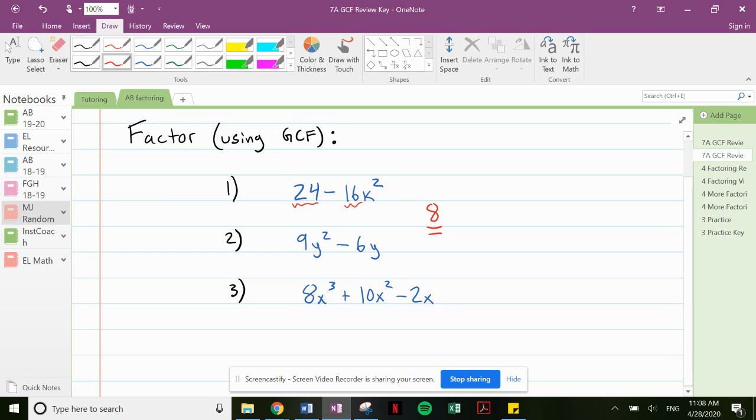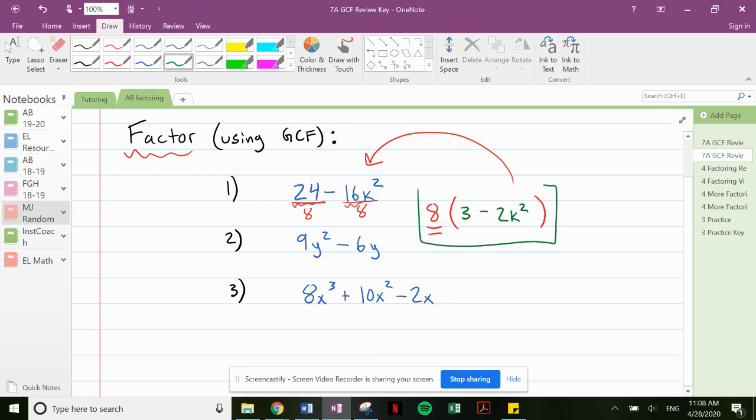Now, just because that's the greatest common factor does not mean that's the answer to the problem, because I want to factor, meaning write an equivalent expression. So I'm going to factor out the 8 and see what's left in the parentheses, that if I were to multiply 8 back in, I would get back to 24 minus 16k squared. So one way to do that is to divide each term by 8 and see what's left. So it looks like I should have 3 minus 16 over 8 is 2, and the k squared is going to stay in my numerator, and this is my final answer.